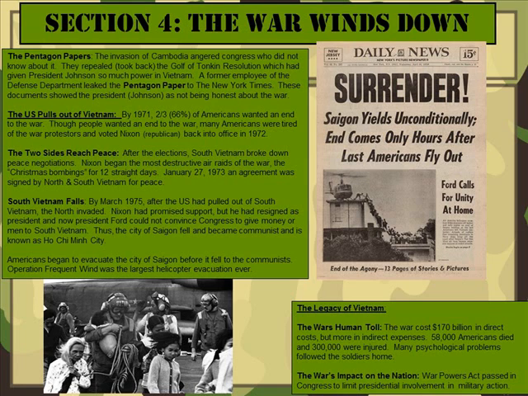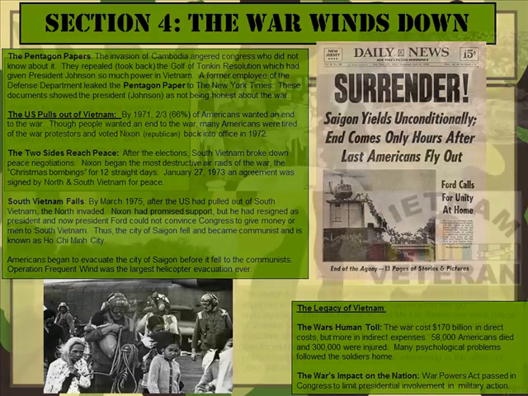The war's human toll: it cost well over $170 billion in direct costs, and then there were the indirect expenses of covering health care for the 58,000 Americans that died, or the 300,000 that were injured, plus many psychological problems that followed the soldiers home. The war's impact on the nation: the War Powers Act was passed in Congress to limit presidential involvement in military actions.